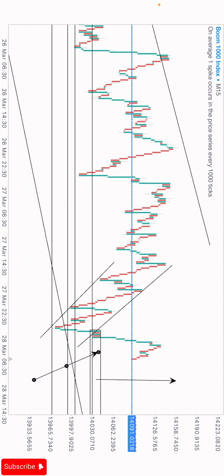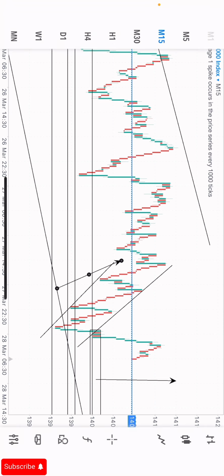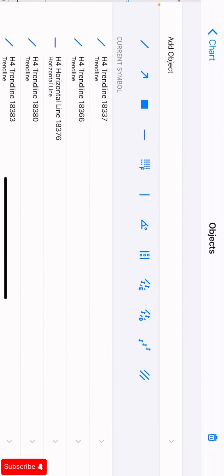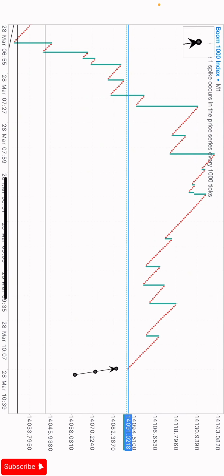Then wait for about two drops, because this index drops on the 1-minute time frame, and enter another 0.2. You can see these little drops here. This boom and crash market is drops and spikes. The upward move spikes, while the downward move drops. So I'll wait for two drops, which is basically two minutes, before entering two more positions.